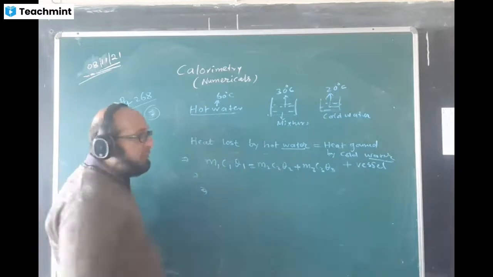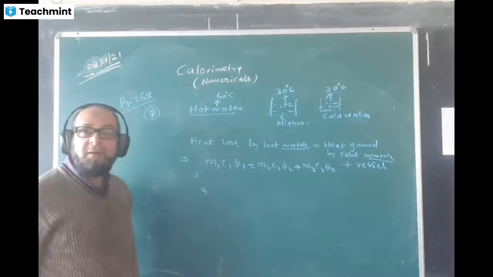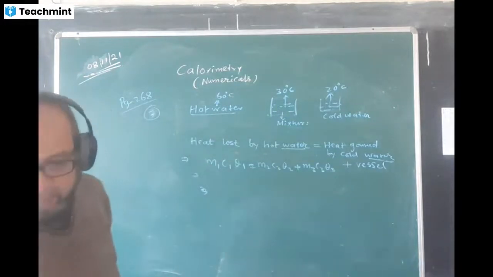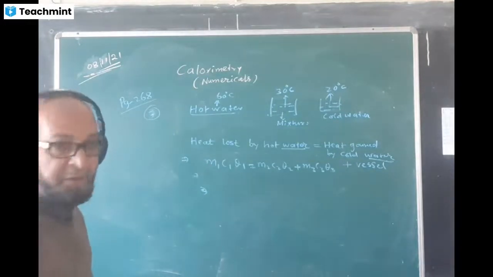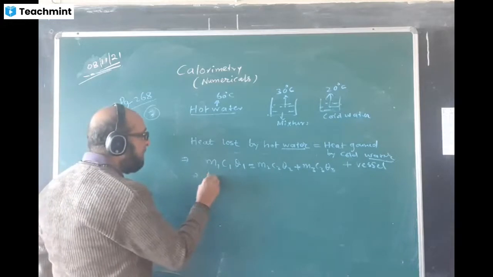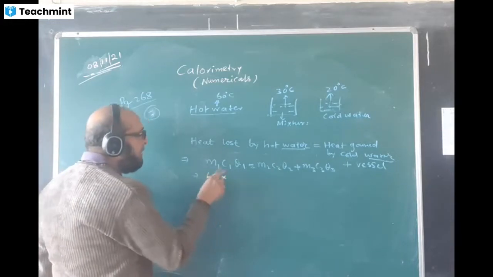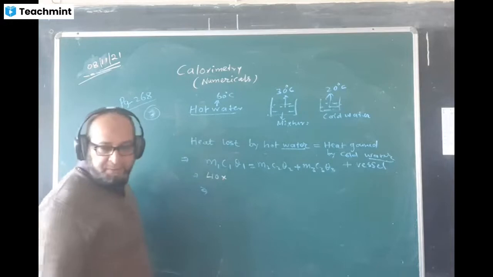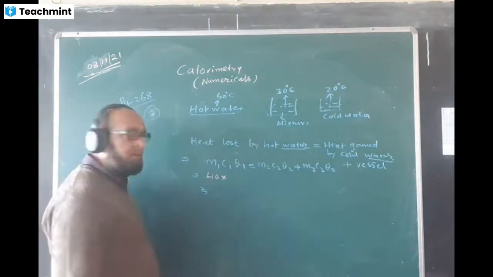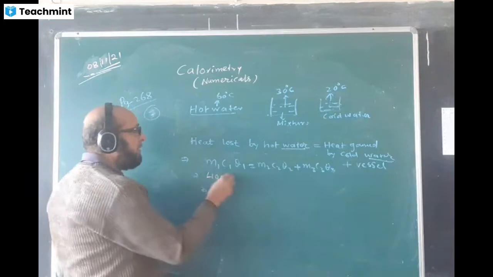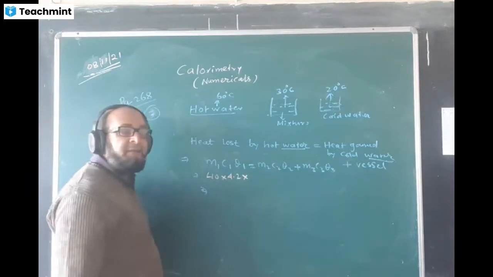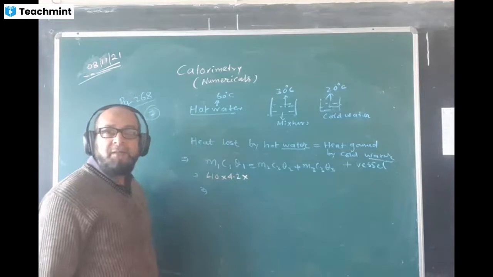I'll put the values now, and one thing is unknown here, and we are calculating it. What is the mass of the hot water given? The question says the mass of the hot water is 40 gram. I'll put the value of 40 gram. C1, the specific heat capacity given in the question, is 4.2 joules per gram per degree. Grams, the units will not change, right? 4.2.